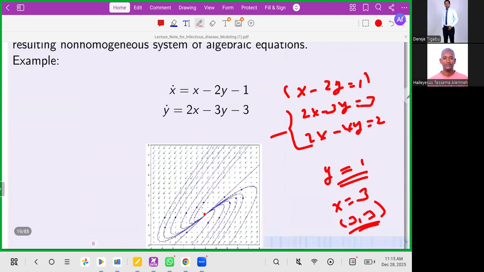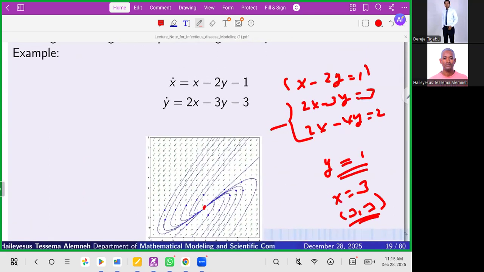Have you seen? It's not 0, 0. It's around 3, 1 that we find it, where 3 is the x value and 1 is the y value. You can see this one, and 3 is also here. The equilibrium point is this one.